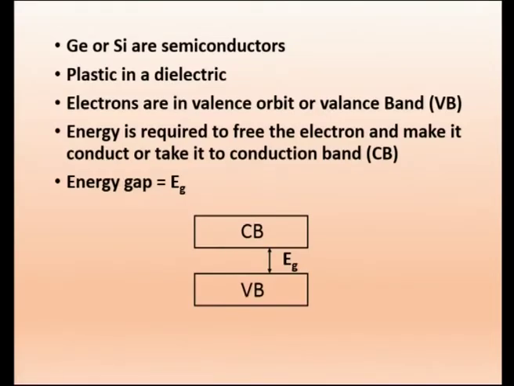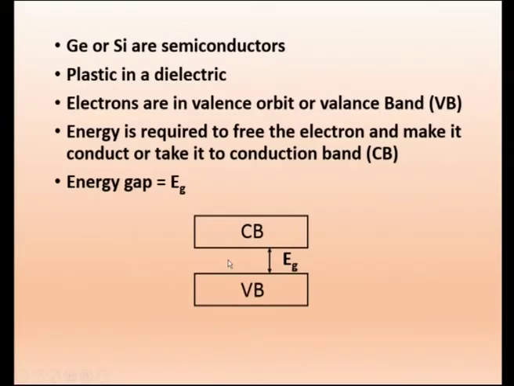If you take a dielectric, this gap will be very, very large. That EG will be large, so you require large energy to remove the electron. That is why plastic, for example, is a good dielectric. It will not conduct electricity. Now for a semiconductor, this gap will be small. We are using semiconductors, and we will go further to see what advantage we have in semiconductors.